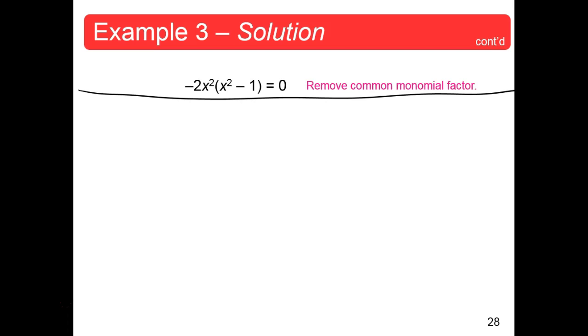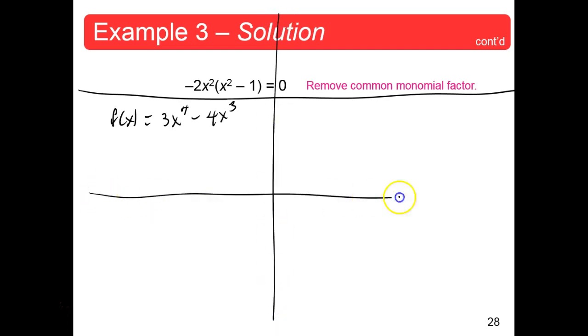Here is example 4. Sketch the graph of f of x is equal to 3x to the 4th minus 4x cubed. It says sketch the graph, so I'm going to go on and draw the graph, or at least the beginnings of the graph. Guess what the first thing I'm going to look at is?